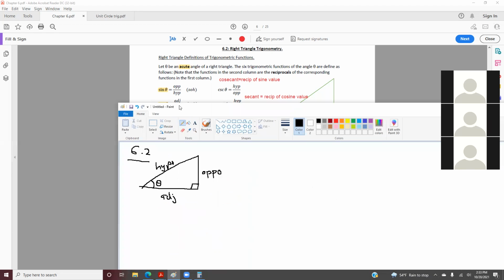Usually in the test, I provide you 2 of these sides. You have to figure out the third one. In order for you to figure out the third missing one, you have to use what? The Pythagorean theorem. You guys know the Pythagorean theorem, right? What's the Pythagorean theorem?